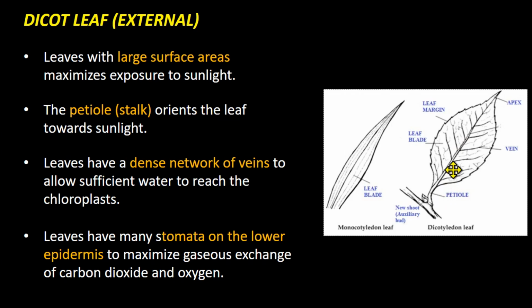The leaves have a dense network of veins. These veins contain vascular bundles and xylem, and they allow sufficient water to reach the chloroplast. The underside of the leaf has stomata on the lower epidermis to maximize gaseous exchange. Remember, carbon dioxide is taken in and oxygen is let out during the process of photosynthesis.